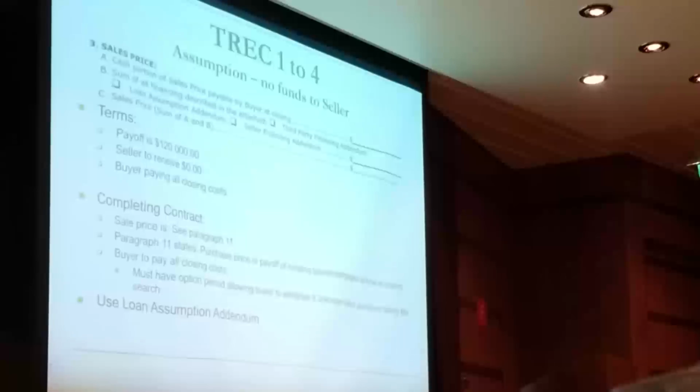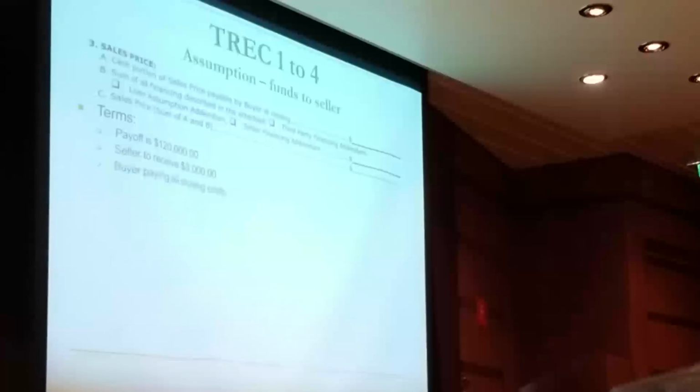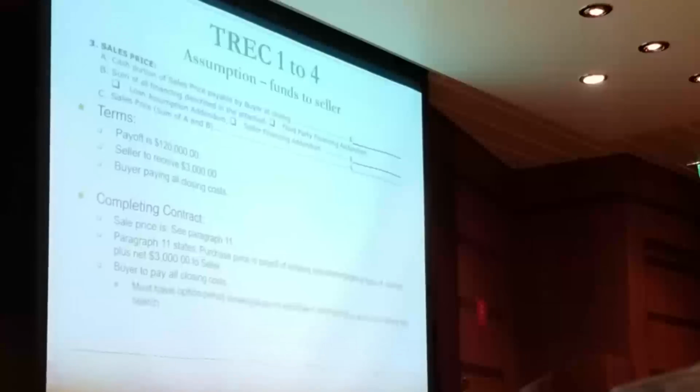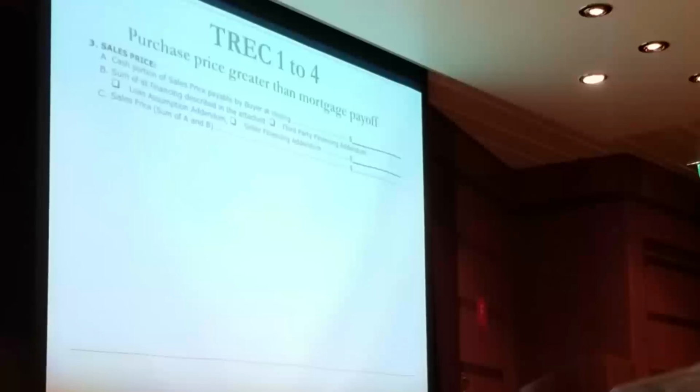Oh, and then you're using the loan assumption addendum on that. All right, so the next one's not too exciting. This is the same thing, except seller's gonna receive 3,000. So the only thing that changes is our paragraph 11 information. We're still getting our option period, and that's the loan assumption addendum. So the contracting on the sales side of these things, on what I call a wrap.